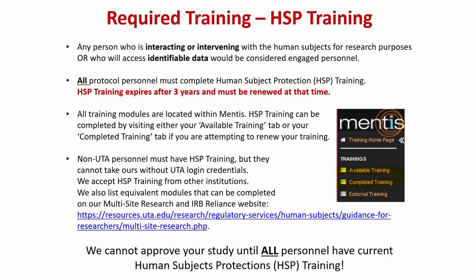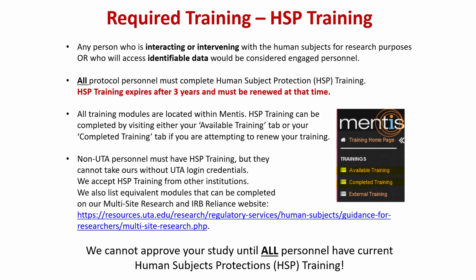All non-UTA collaborators should provide a copy of their HSP training completion certificate that was completed at their institution or through another training platform like CITI Program. We have a multi-site and IRB Reliance webpage that can be accessed from our IRB homepage, and here you will find a list of equivalent modules as well as links to modules that we recommend for collaborators that are not affiliated with another institution.